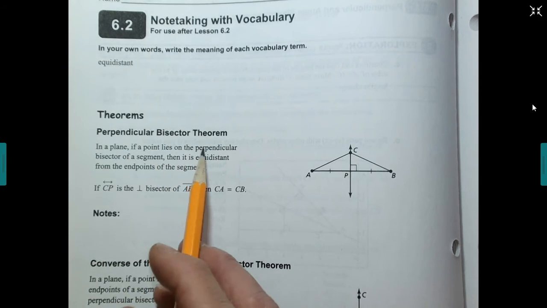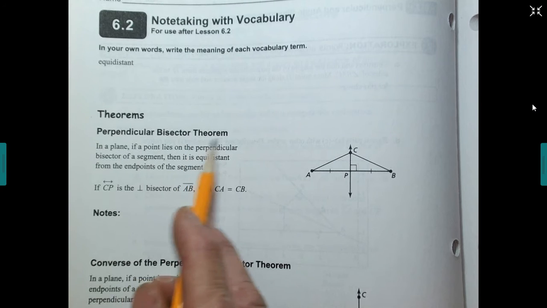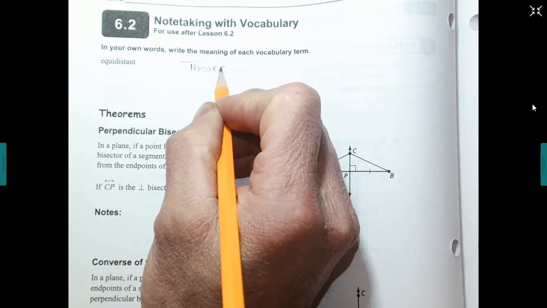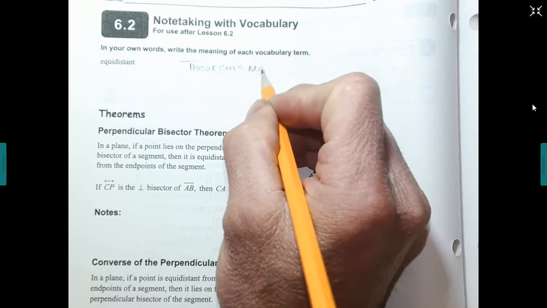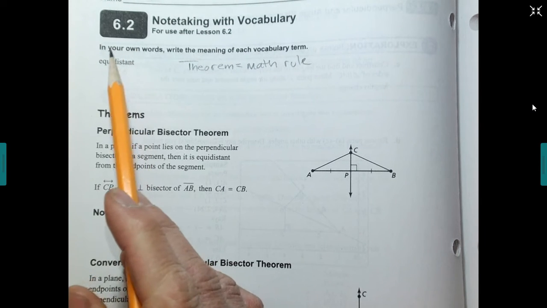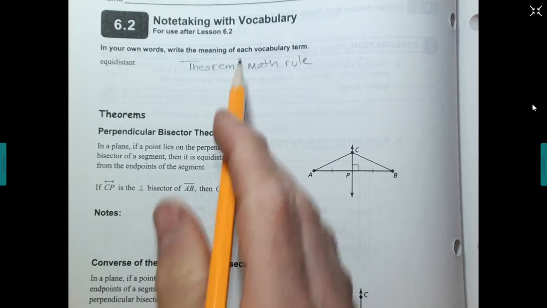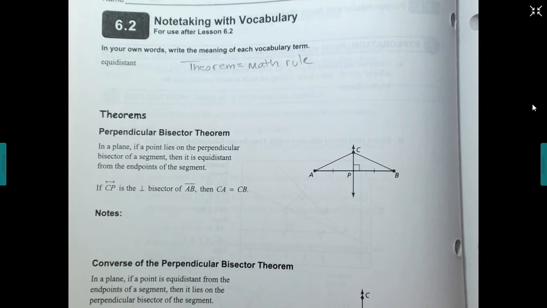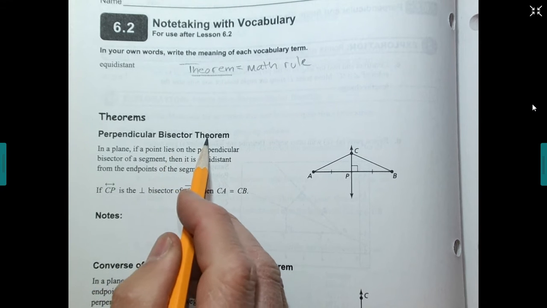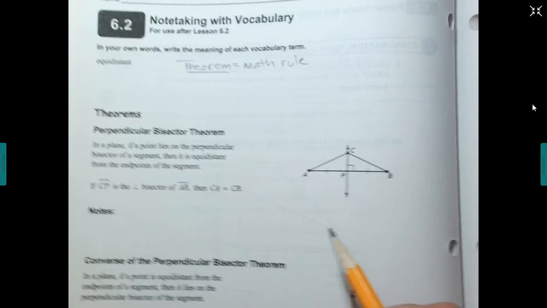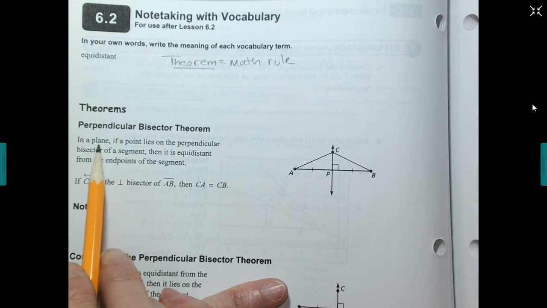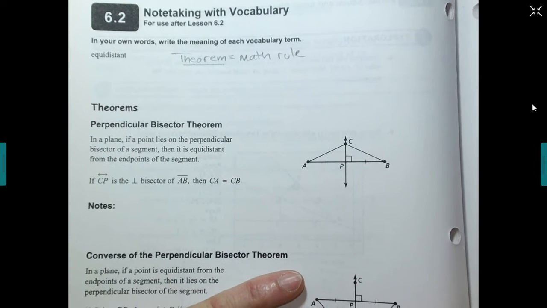All right? So, first off, a theorem. What is a theorem? A theorem is simply a math rule. So a theorem equals a math rule. We're in 6.2. We're on page 194, if you're not there yet, but you're going to be taking notes on 194 and 195. So what is the perpendicular bisector rule?